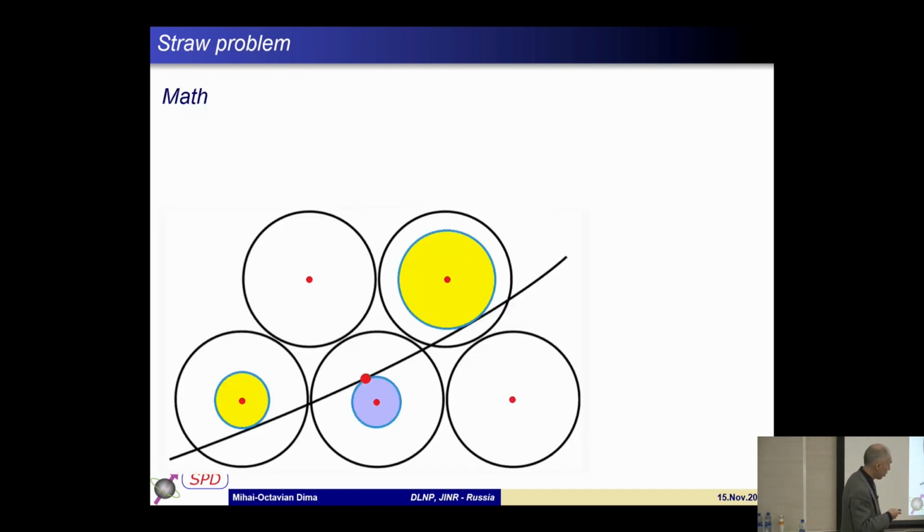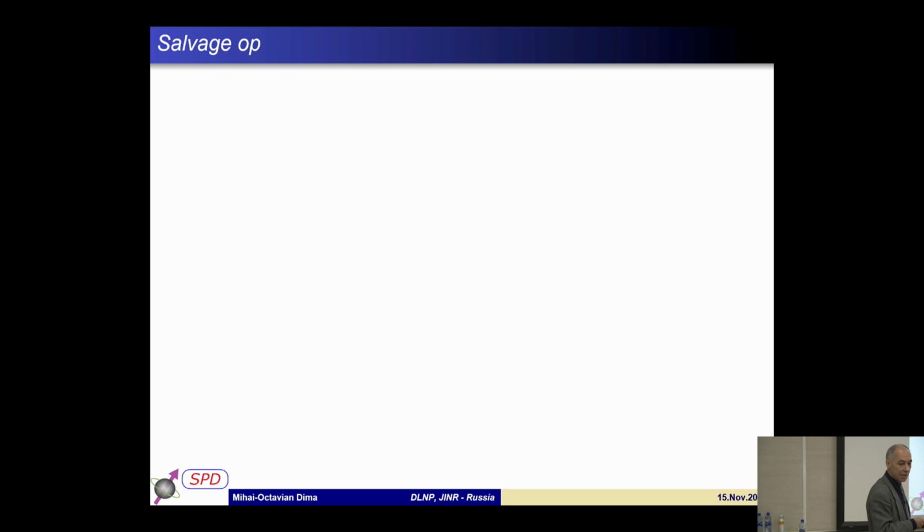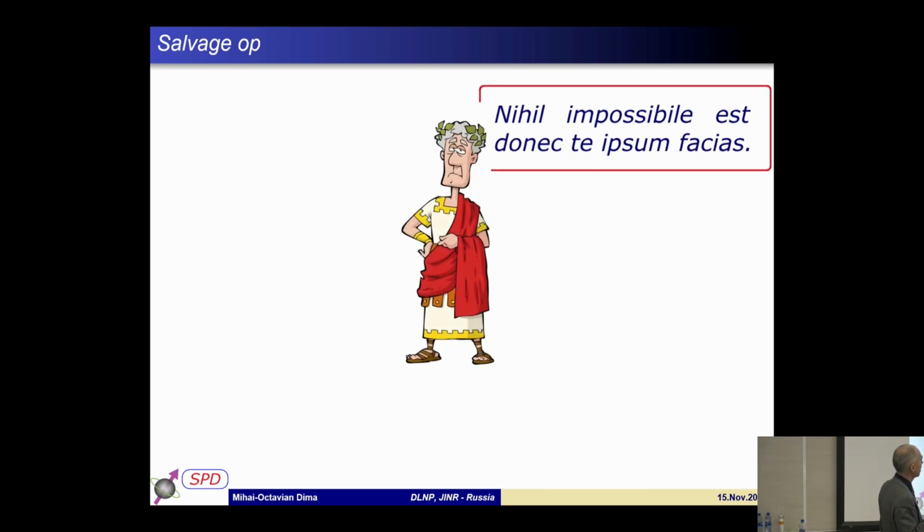So the mathematical problem in determining a track fit is actually finding a track that is tangent to all these cylinders of given radius, of the colored radius. That's sort of nice when you see it in 2D, but in 3D, it's like this. So help, need a salvage operation. Anything is possible until you have to do it yourself.